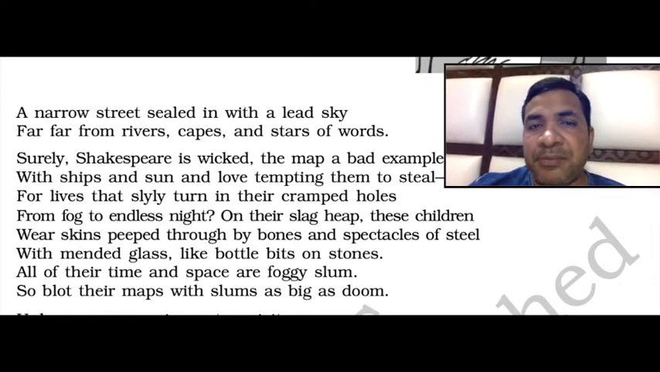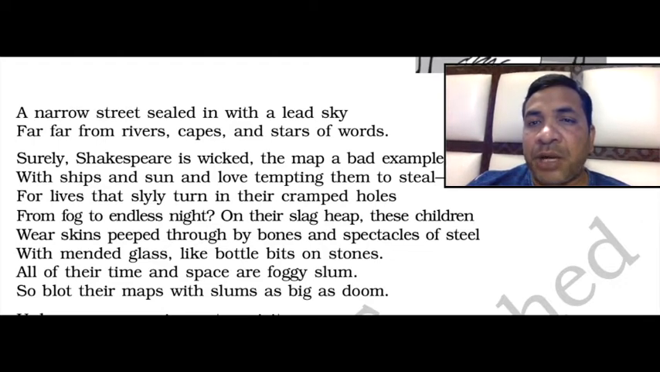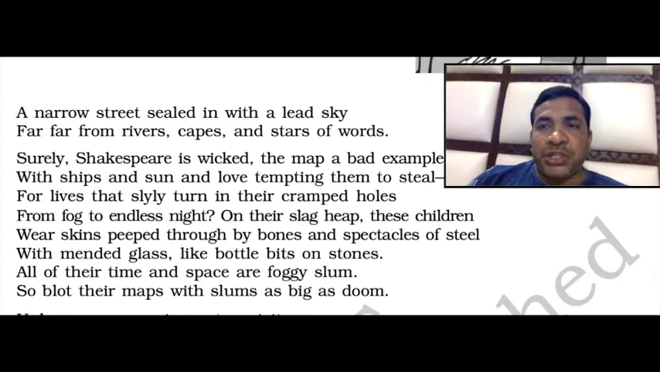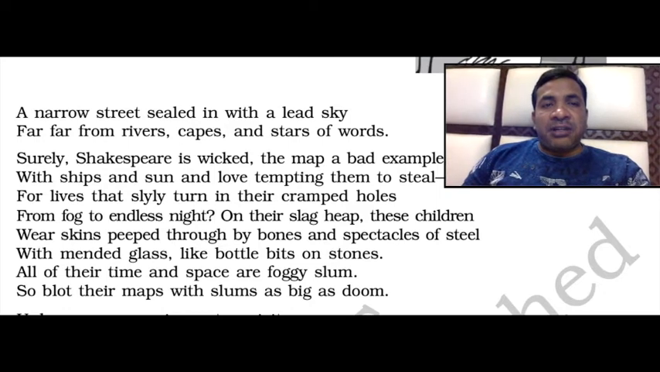On their slag heap. Slag heap means in their poor accommodation, in their poor houses, in their poor localities. Slag heap is referring to their poor accommodation. It has been referring to their poor localities. It has been referring to their poor houses. So on their slag heaps, these children wear skins peeped through by bones. So these children are the victims of malnutrition. And that is why they are looking very lean and thin, that their skeleton is visible through their skin. That if they remove their shirt, their skeleton is going to be visible through their skin. So this is just a description of their poverty. This is just a description of the malnutrition that they have suffered from.